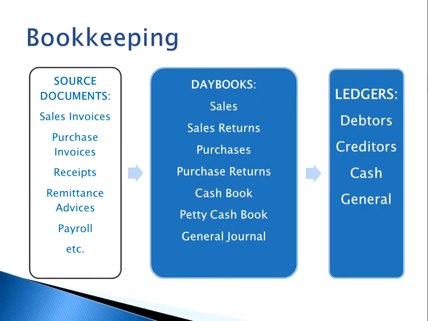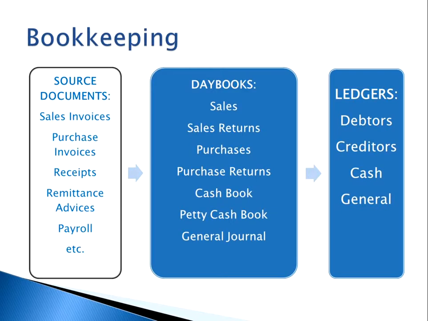So with manual bookkeeping, you have two sets of books, the day books and the ledgers. Day books are also known as the books of original entry or the journals. And the journal is just that, it's like a diary. It's an entry of all the transactions in date order.